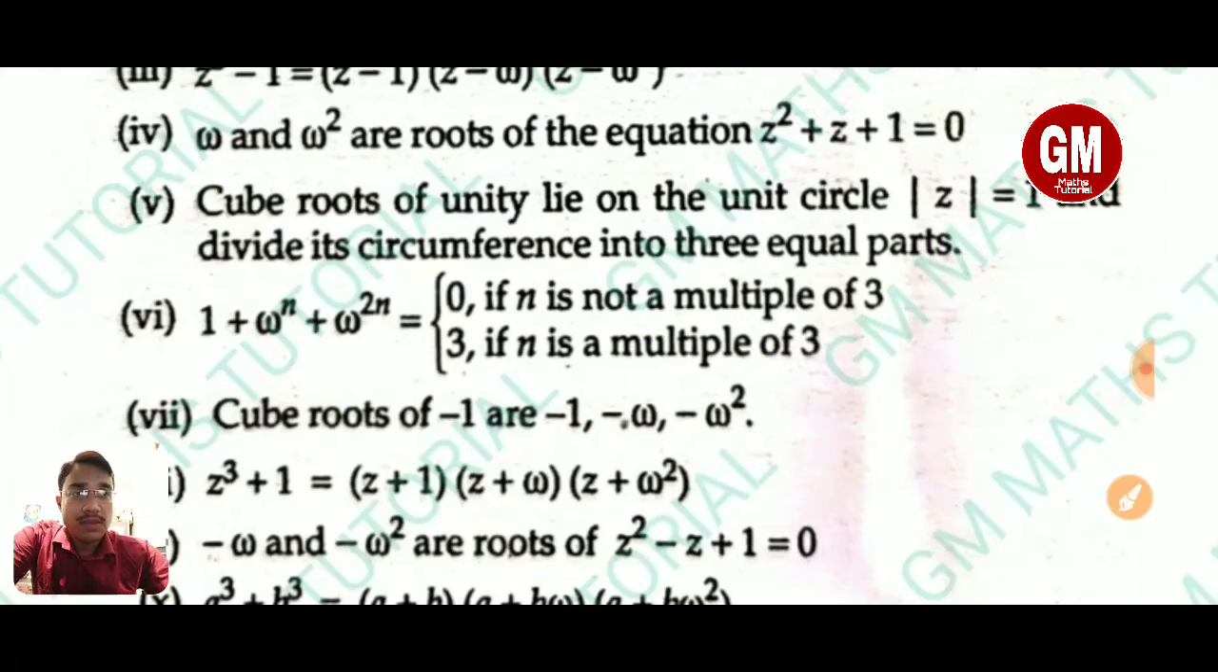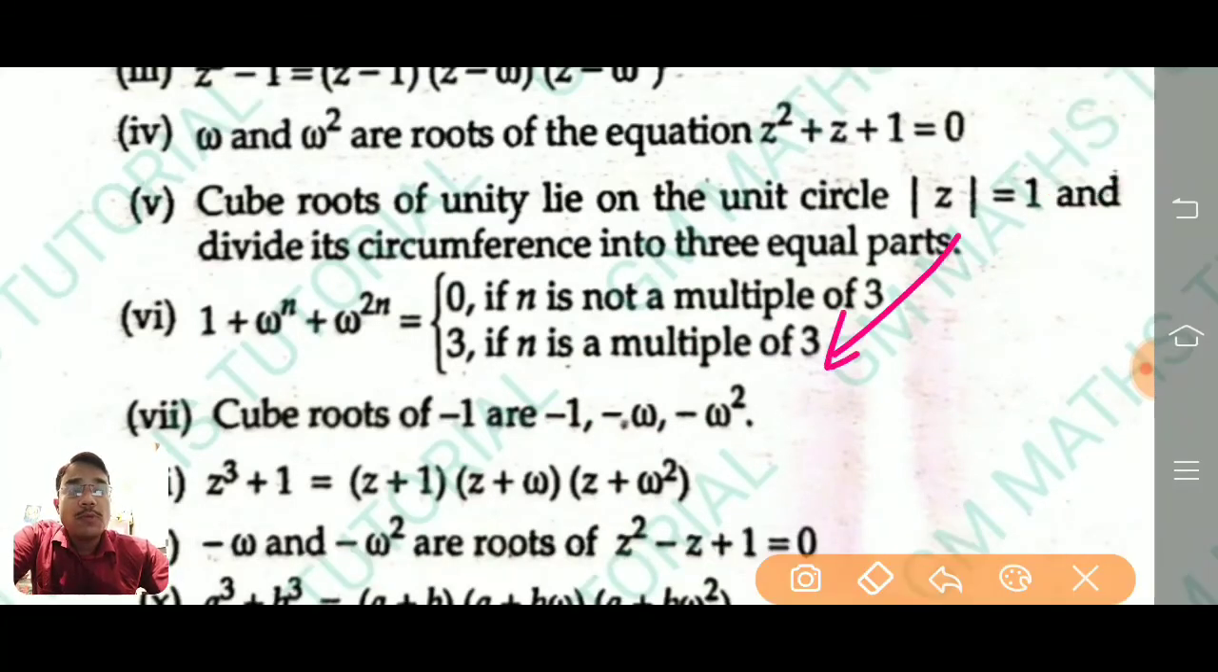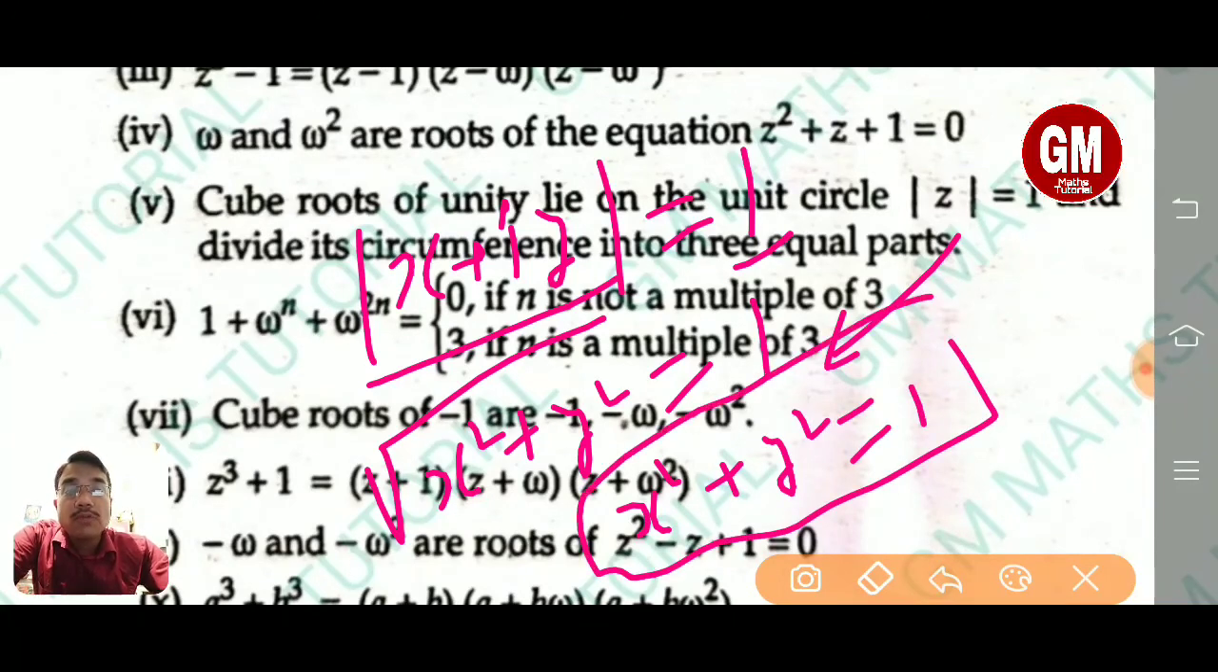How can we justify this? If we open mod z is equal to 1, what is the meaning of z? Z is x plus iy, so mod z is equal to 1. We know the modulus property: under root of real part squared plus imaginary part squared is equal to 1. Taking square on both sides, x square plus y square is equal to 1. What is the meaning of x square plus y square is equal to 1? It means a circle having center 0, 0 and radius unity.